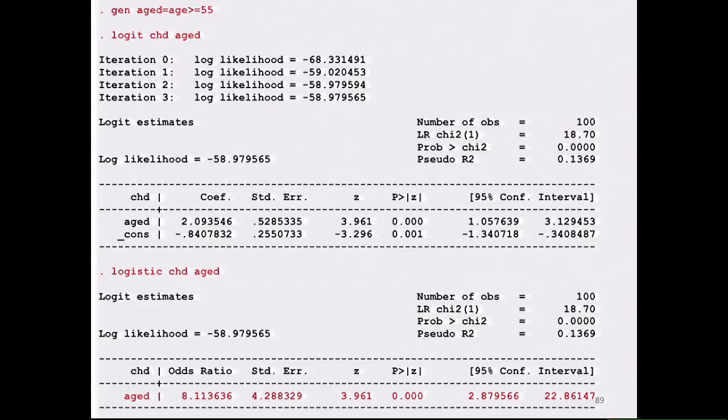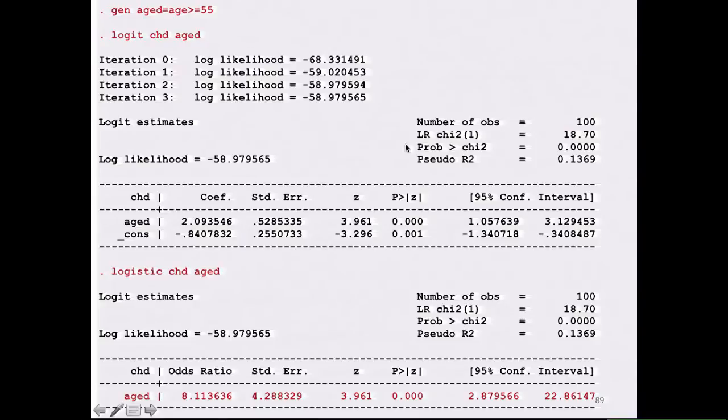The answer comes from looking at the likelihood ratio test, which is chi-square with 1 degree of freedom, and we have a test statistic of 18.7 and a p-value of less than 0.0001, so highly significant. It says that if you want to estimate the probability of coronary heart disease, you really need to know age, and you don't need to know the exact age. According to this, all you need to know is whether they're greater than or equal to 55. That's a very important predictor of CHD.